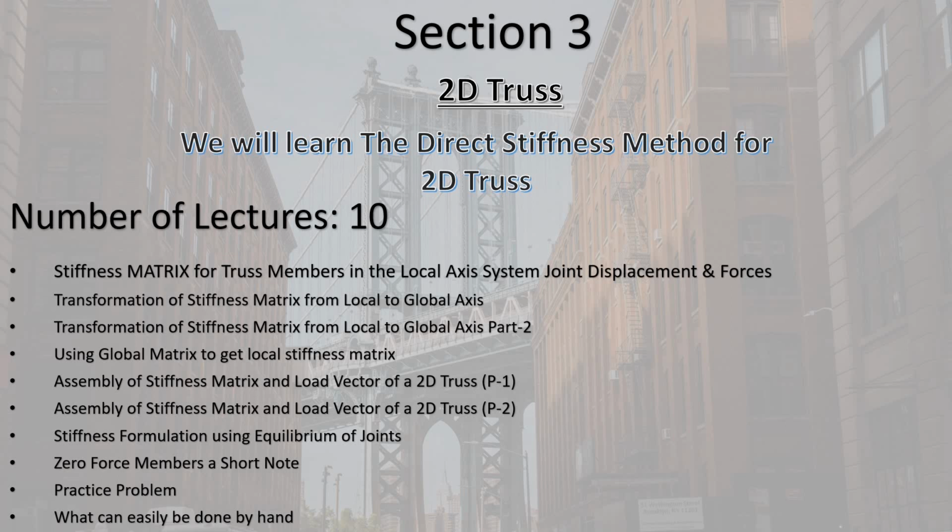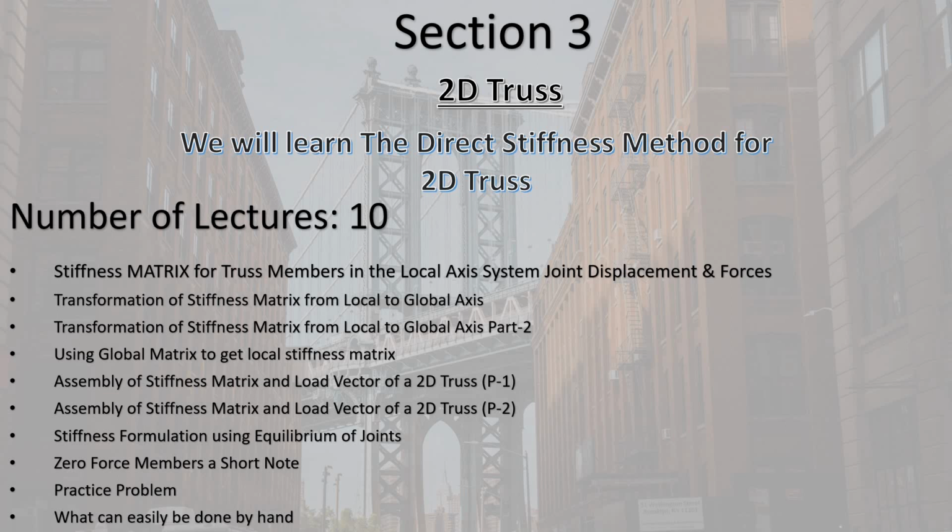And in section 3, we're going to learn the direct stiffness method for 2D trusses. There are 10 lectures in total in this section. So in this section, we're going to be learning the stiffness matrices. We're going to learn the development of the stiffness matrices for 2D truss in local axis system. And then we're going to see the transformation of stiffness matrices from local axis to global axis.